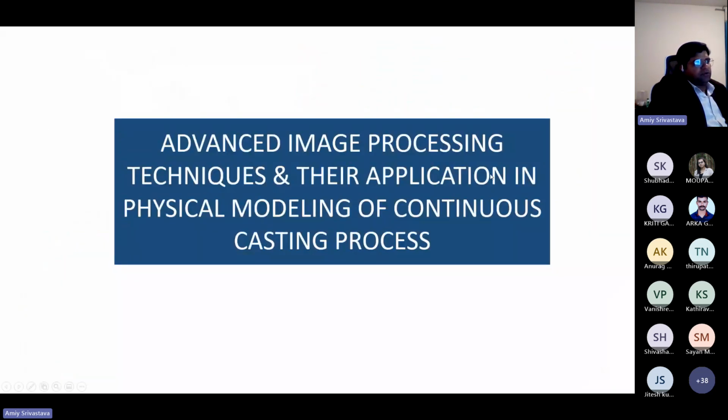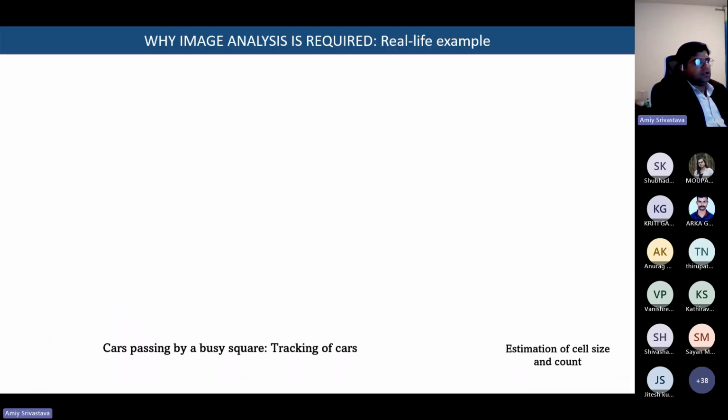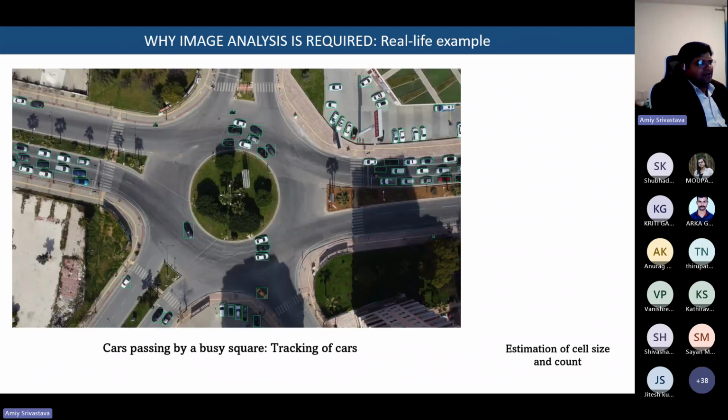Advanced image processing techniques and their application in physical modeling of the continuous casting process. So why is image analysis required? Real life experience. Let's see some videos, because maybe some people are sleeping. So let's wake them up. So you can see.